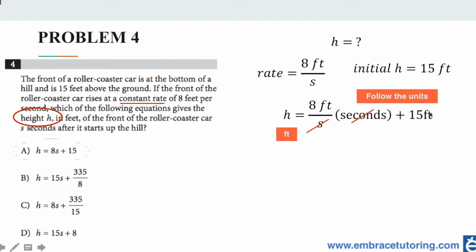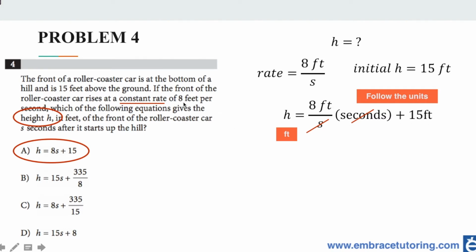So for the 15 feet. Once that takes place, I notice that my answer is going to be A for h equals 8s plus 15. A quick way of identifying this problem is understanding and following the units to make it line up.